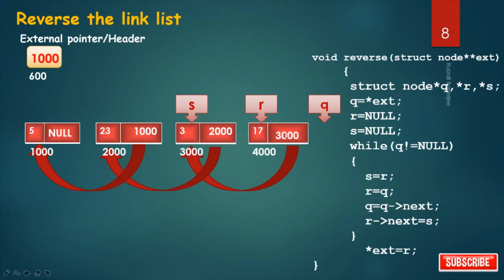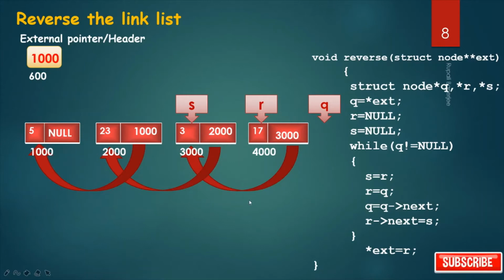Next of 4000 is 3000. It is our second node. Next of 3000 is 2000. It is our third node. Next of 2000 is 1000. It is our last node. And next of 1000 is null because it is our last node. No link is there after this node.